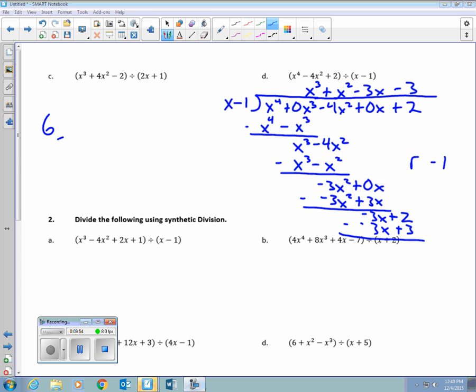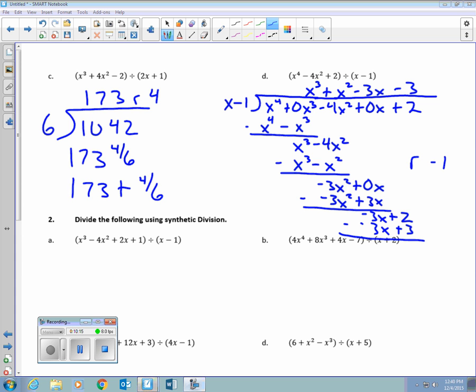Before, I took 6 and divided it into 1042, and we got 173 with a remainder of 4. There are a couple of ways to write that. You could write 173 with a remainder of 4, or you could write it as 173 and 4 over 6, or 2/3. But you could also write 173 plus 4 over 6. That's what it means, right? So with a polynomial, you write plus the remainder over the divisor. So plus the remainder, negative 1, over, what's the divisor? x minus 1. That's the way we write our finished product.